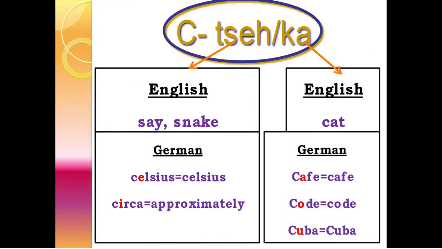The C sound can be heard in English words like see or snake. The C sound in German words comes when C is followed by E and I, as in the words Celsius here and circa.